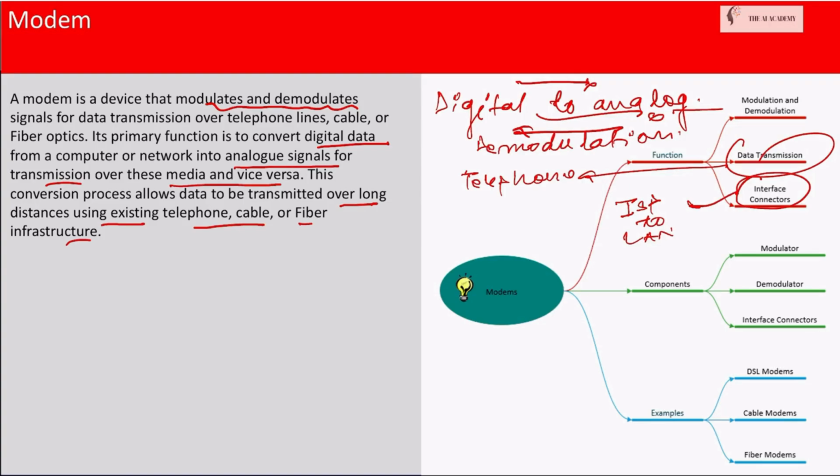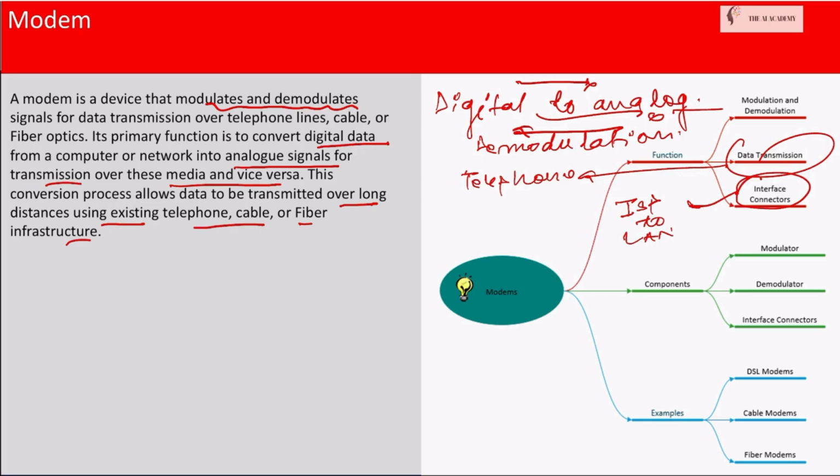For data transmission, modems enable data transmission over long distances using existing telephone, cable, or fiber infrastructure. By converting digital data into analog signals and vice versa, modems make it possible to use these infrastructures for internet connectivity. This conversion process allows for efficient use of the available bandwidth and ensures that data can be transmitted reliably over different types of media.